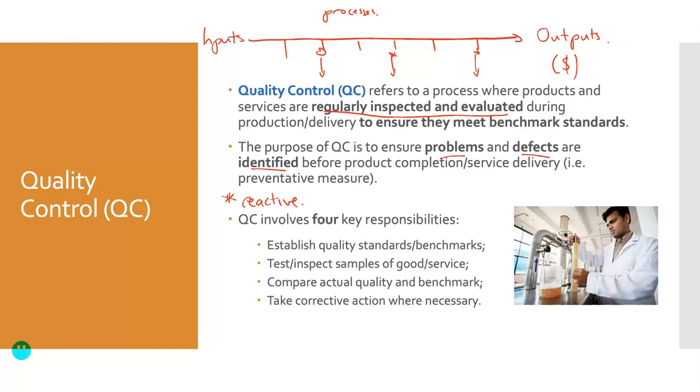Quality control involves four key responsibilities or steps. We must establish the standards that we are going to expect, because we will pull the goods out that don't meet those standards. There must be lots of tests and inspections. And in those tests and inspections, we're going to compare the actual quality of the good to the benchmark, and we'll take corrective action or remove the defects if we identify them.